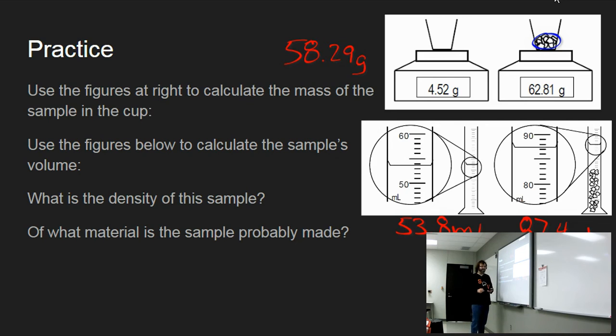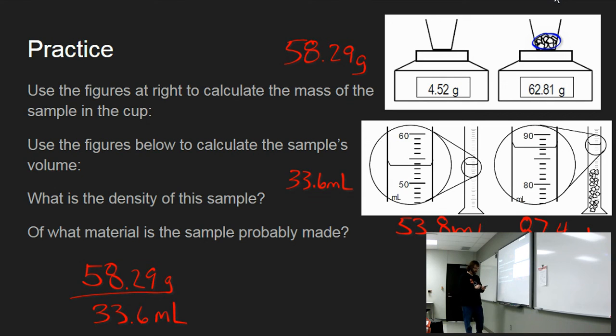What we need to do now is find the difference in volume, the change in volume based on the water displacement method. Subtracting those gives us a volume of 33.6 milliliters. Now we can find the density by doing mass divided by volume. The mass that I solved for earlier was 58.29. I'm going to divide that by the volume that I just found using the water displacement method, 33.6 milliliters. So dividing those two gives me a density of 1.7.